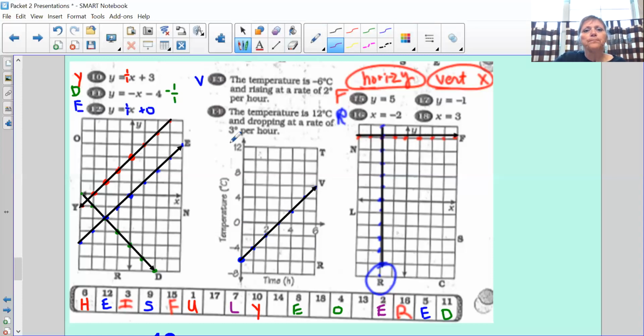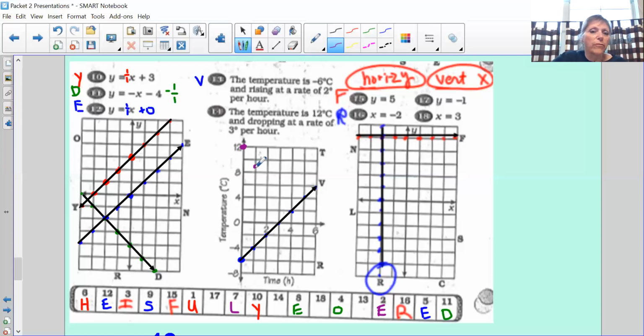Okay, next. The temperature is 12 degrees Celsius. Now 12 has its own hash mark. So that's not hard to find. But it is dropping at the rate of 3 degrees per hour. So every 1 hour it's going down 3. So if I think about it, if I go to this next mark, it's 2. So this is down 2. So here in the middle is down 3. So I'm going to make that dot right in the middle there.